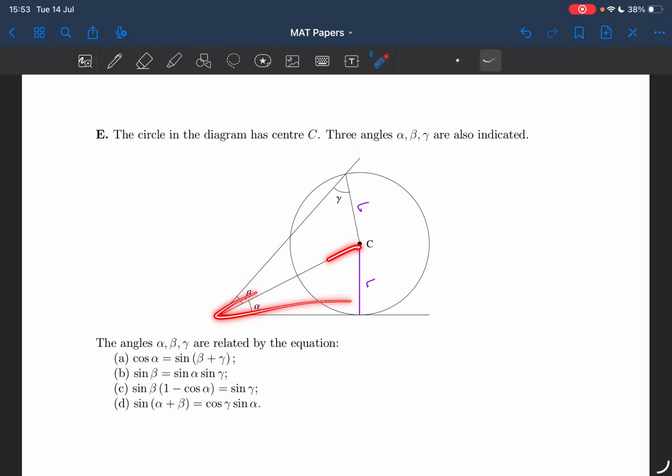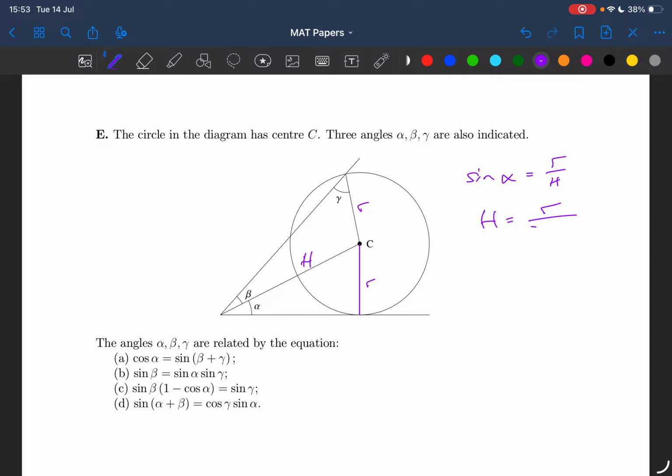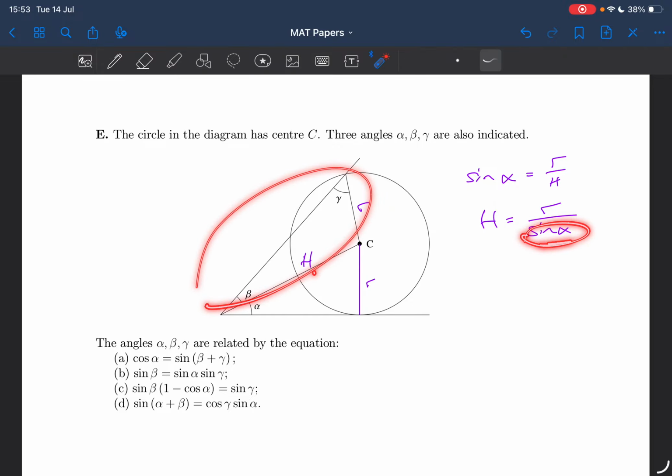Well, we have some right angle triangle. So what we can do, if we call this h, like hypotenuse of the triangle, we can say that we know that the opposite and the hypotenuse are linked together by sine. So we're going to have sine of alpha is r over h. So h itself then is r over sine of alpha. So now we have something about alpha in this triangle as well.